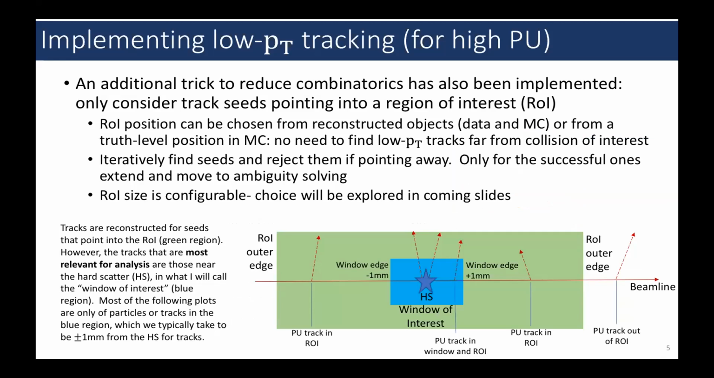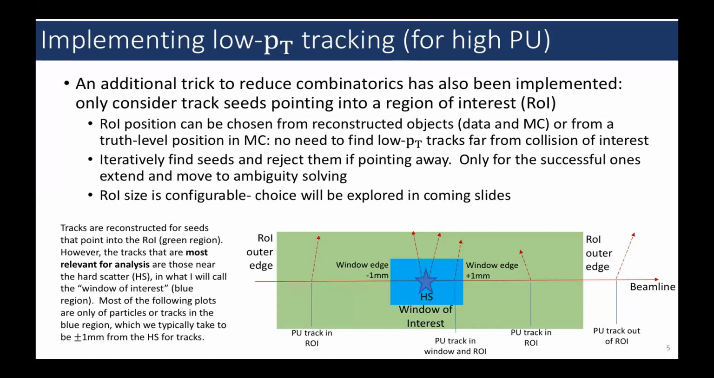The position of this region of interest is chosen from reconstructed objects in data or Monte Carlo, or perhaps from a truth level position in Monte Carlo. So say you have some dimuon event, you can choose that as the location of the region of interest. And what you do is you iteratively find the seeds in the event and then reject the seeds if they are pointing away from this region of interest. And then only for the successful seeds, i.e. the ones that are pointing into the region of interest, do you actually extend the seed into a candidate and move on to the ambiguity solving process, which we do. And the ROI size is configurable, and the choice of this size will be explored in the coming slides.